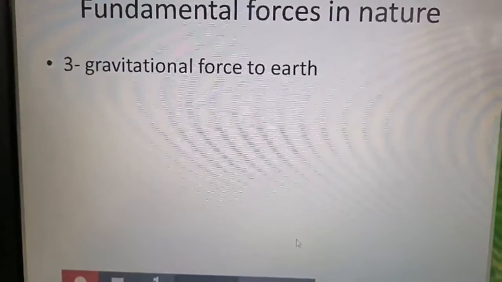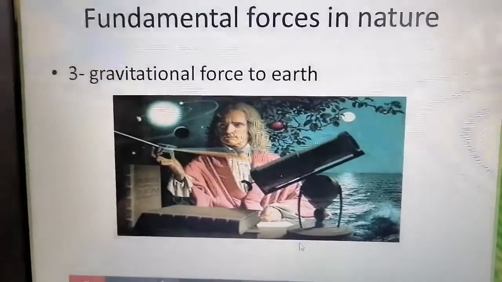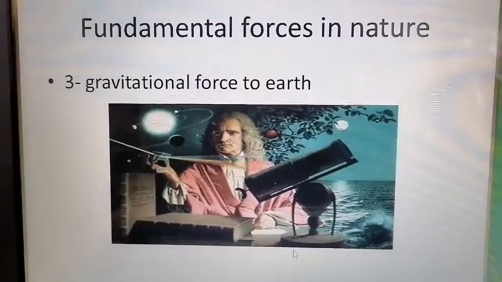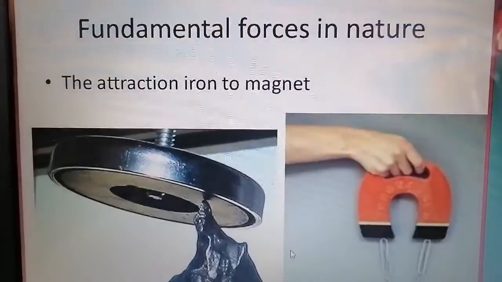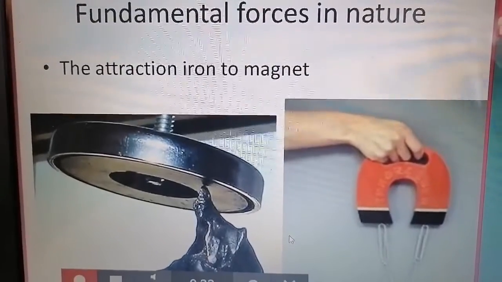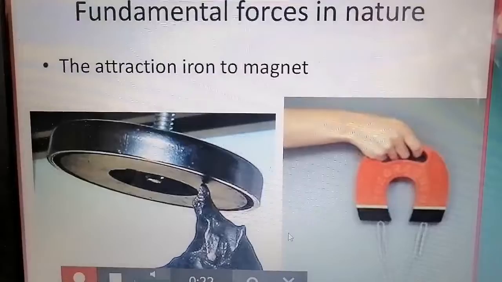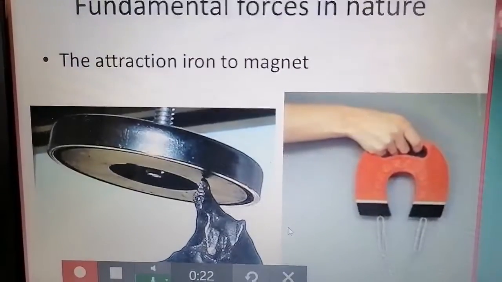Gravitational force of the earth. إن شاء الله دي هناخدها بالتفصيل. Like the apple when it falls down to the earth. Attraction of iron to a magnet. We can see a piece of iron attracted to a magnet, or glass attracted to a magnet.